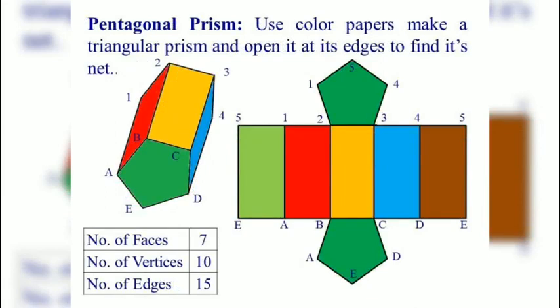Then pentagonal prism. Use color papers, make a pentagonal prism and open it at its edges to find its net. So this figure shows the net of a pentagonal prism. So here number of faces is 7, number of vertices is 10, number of edges is 15. The square prism is a cuboid.